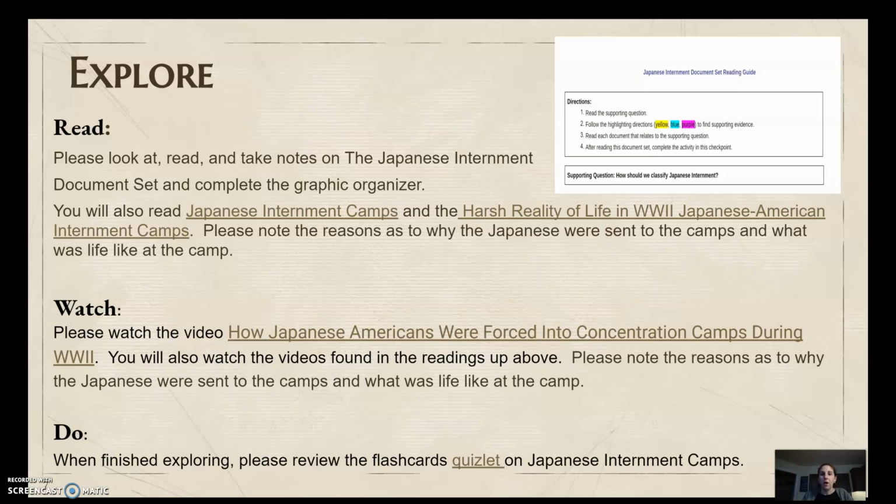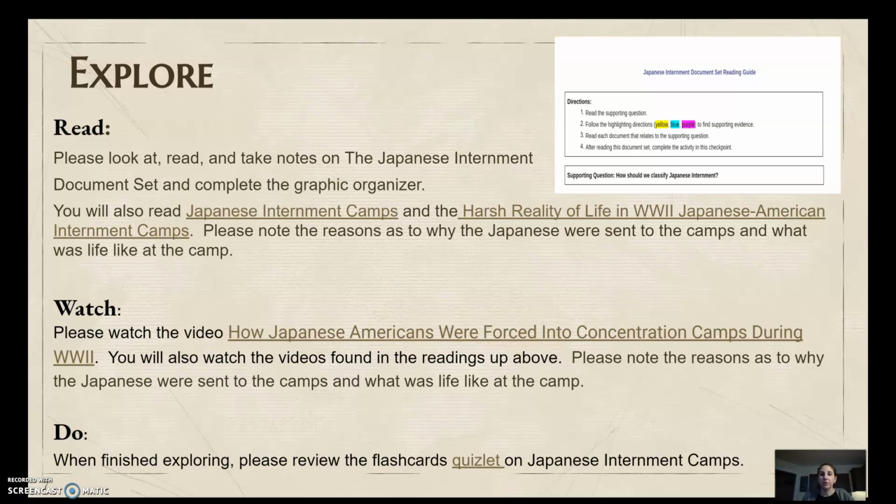For this lesson, you're going to read and take notes on the Japanese internment document set, and there's a graphic organizer in there for you. Look through the documents. Remember, these topics are a little bit sensitive, so you have to keep an open mind when you read them. Some of the stuff you might think is a little bit crazy, like, how did we let this happen? But like I said, keep an open mind. If something becomes a little bit too much for you, take a step back. You don't necessarily have to read every single word in the document set.